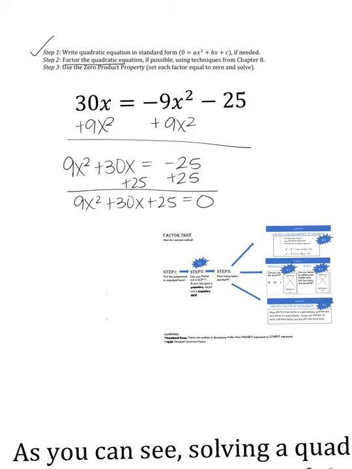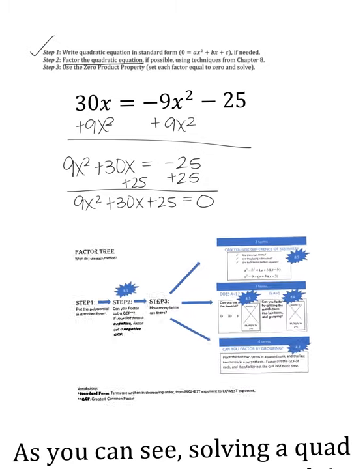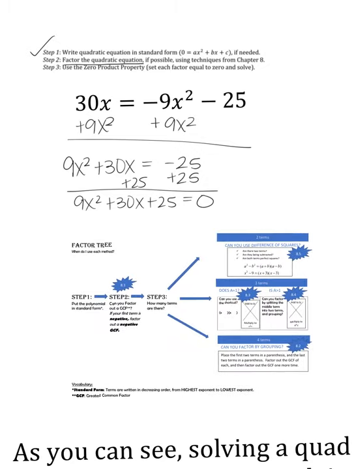Step 2, factor the quadratic equation using the techniques from Chapter 8. Looking at our factor tree from Chapter 8. We already did step 1 to put it in standard form. Can we factor out a GCF? Looking at 9, 30, and 25. Is there a GCF that we should factor out first? No, there's not. If you go through those factors, there isn't. And we did make sure that the first term was positive. If it was negative, we would have to factor out a negative.